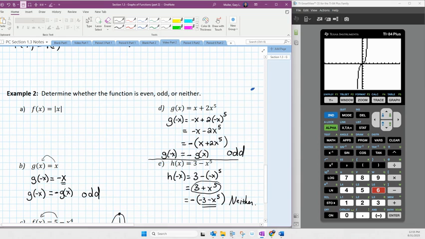All right, I think that's probably enough of this. We'll just go ahead and skip example A and maybe talk about it in class. But that is even and odd.